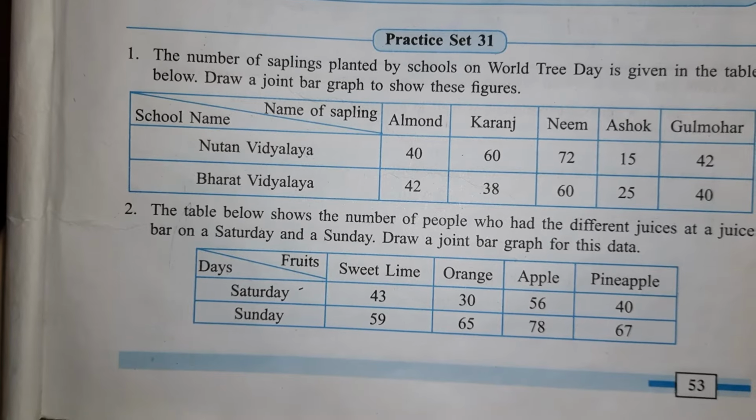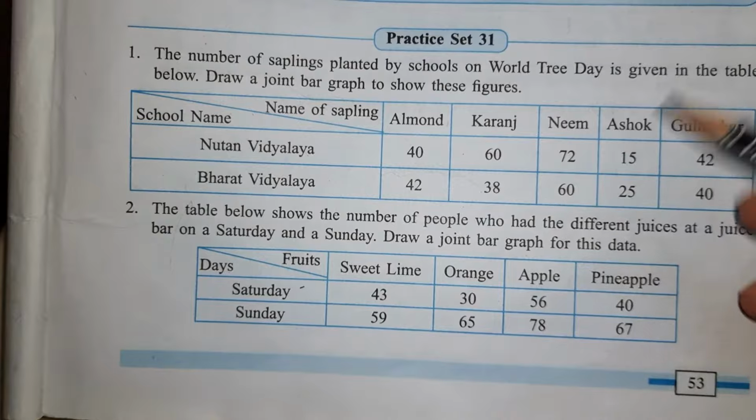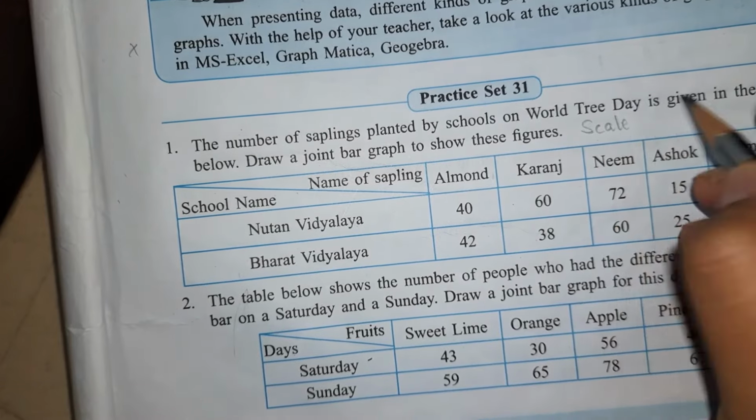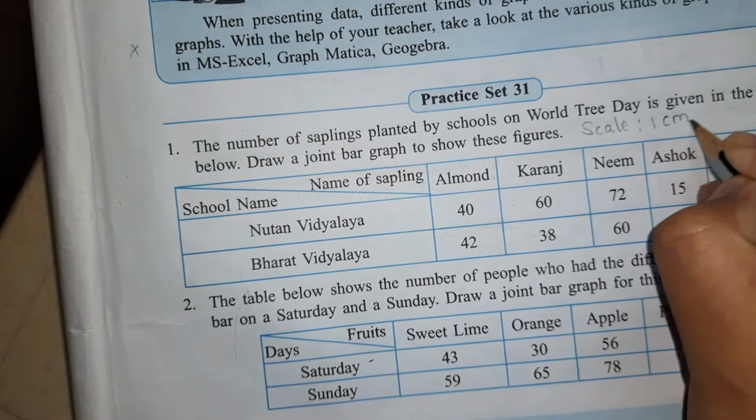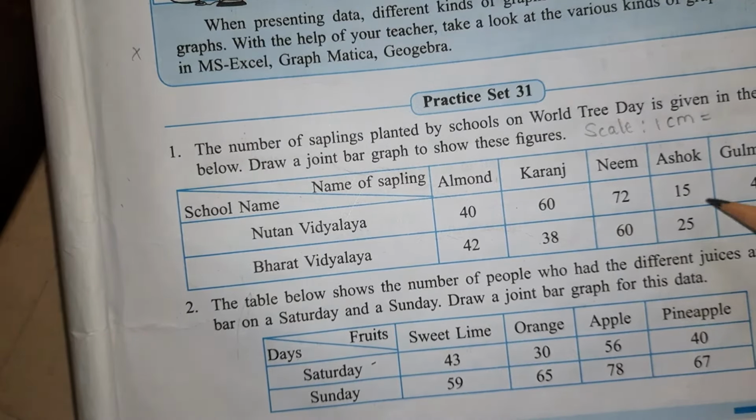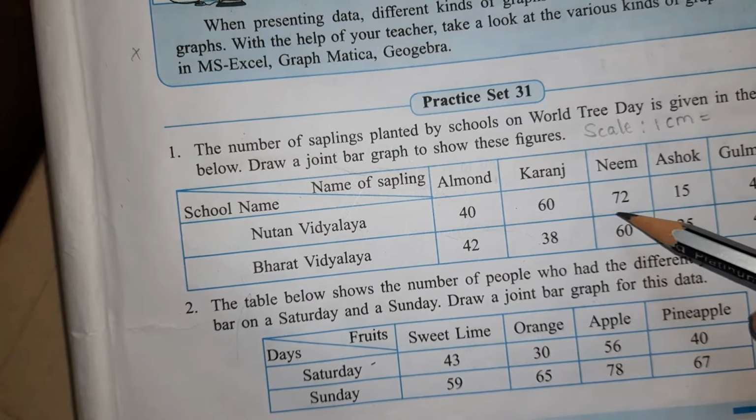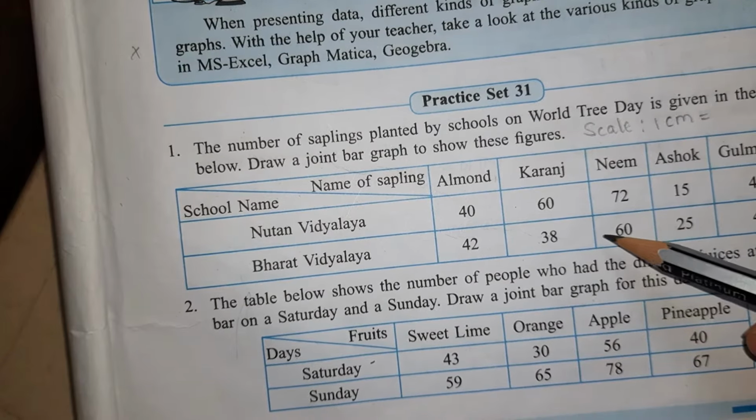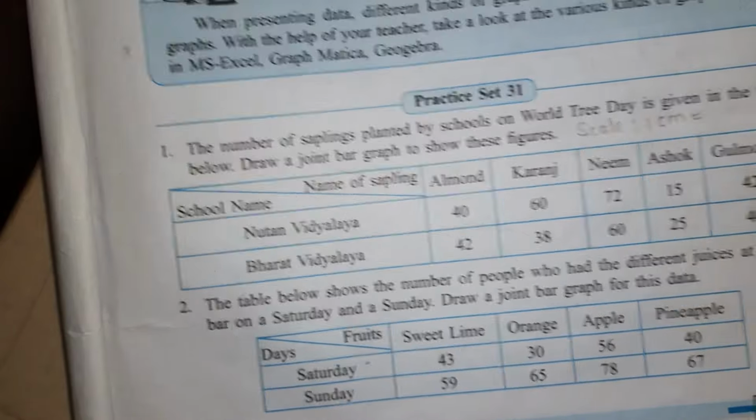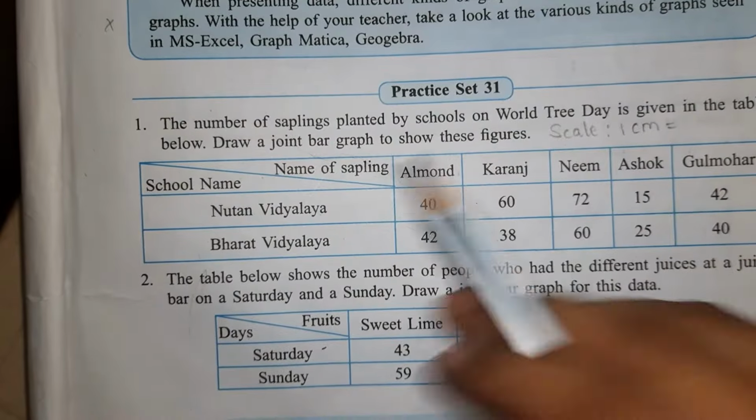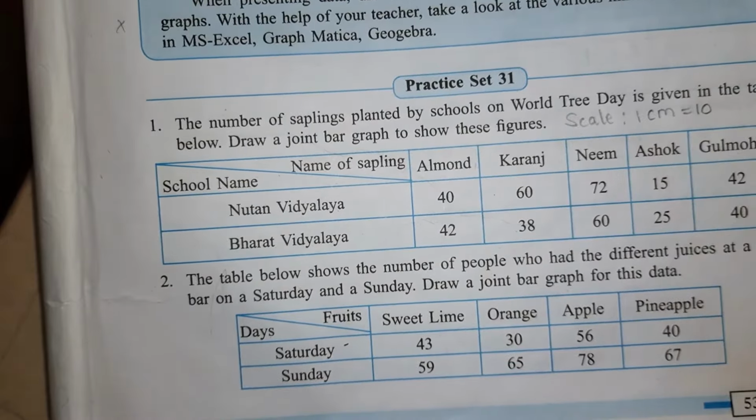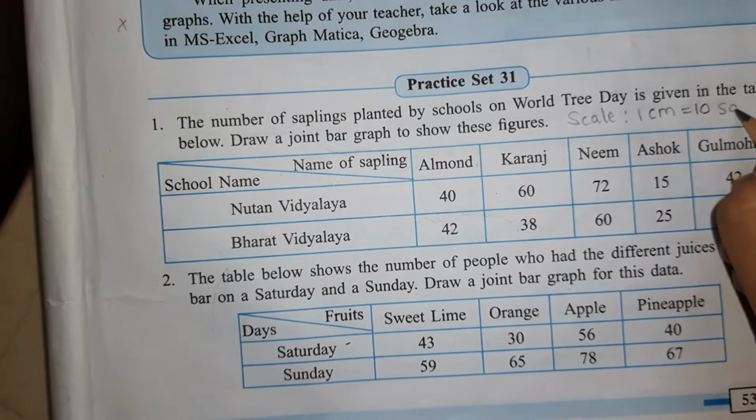Only what you have to do, you have to decide the scale. So here we will take scale 1 centimeter equal to, again we will take 10, 20 only, because here all the numbers are between 1 to 10. 2 is there, 8 is there, 2, 5, 2, 5, 0. So here we will take 10, 1 centimeter equal to 10 saplings.